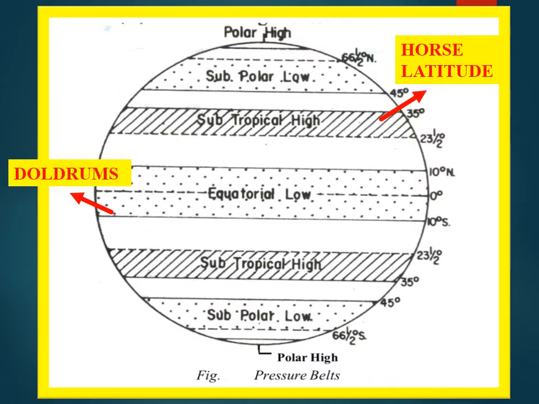So you see children, the equatorial low pressure belt lies between 10 degrees north of the equator and 10 degrees south of the equator. Now this region is also called the doldrums. Doldrums means the zone of calm due to the absence of surface wind, and because this region gets the direct rays of the sun, the air here becomes hot, expands, becomes light and rises up, creating an area of low pressure.